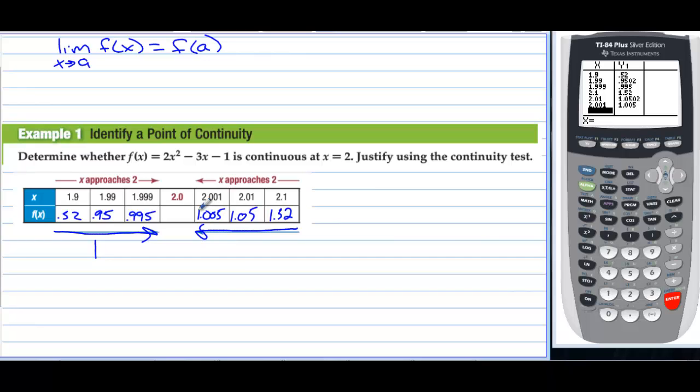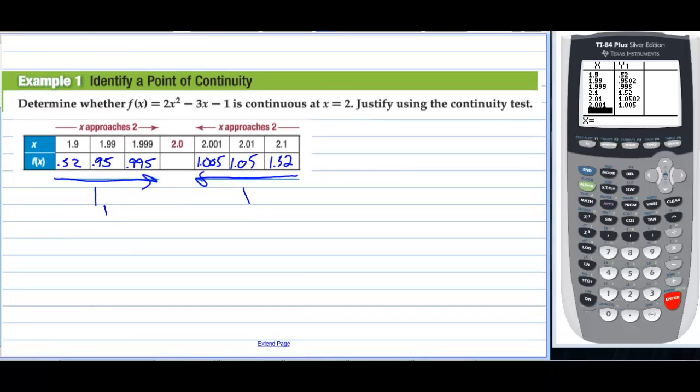So what do you think it's approaching from the right? 1, right, as well? What kind of discontinuity could we still have? We could still have a hole in the graph, which is removable. We could still have a hole there. That's a possibility. But since we're using the test, we've got to make the statement, limit as x approaches 2 of f of x seems to be 1. The evidence points to the fact that it's probably 1.